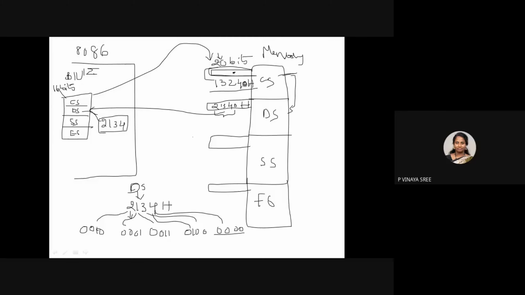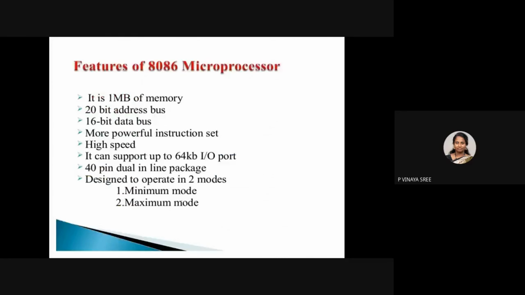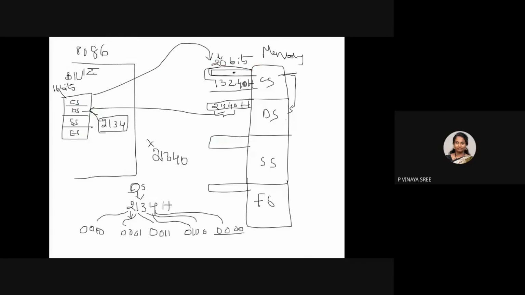But as human beings, we know that if you multiply with 10, you will get 21340. But internally this multiplication is performed by the system by left shift. Everyone knows, right? Multiplication and division are performed by shift operations. So in this case, we have done a left shift operation. I will show it with this diagram. So this is clear?